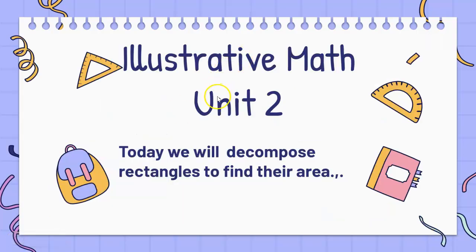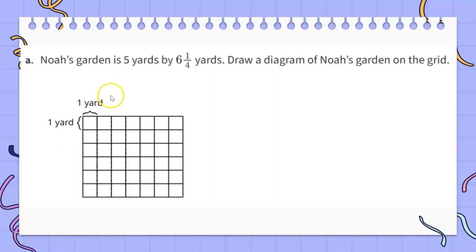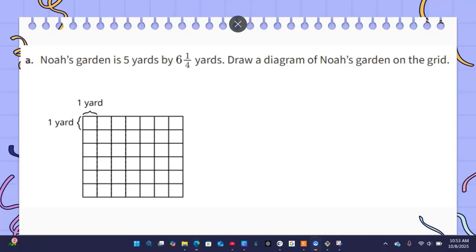All right, today we're going to be decomposing rectangles to find their area. We're going to be talking about two problems. Our first one says, Noah's garden is 5 yards by 6 1/4 yards. Draw a diagram of Noah's garden on the grid. When we did this in class, we used our pencil to shade. First we begin by labeling our 5, and we're going to label this side 6 1/2.